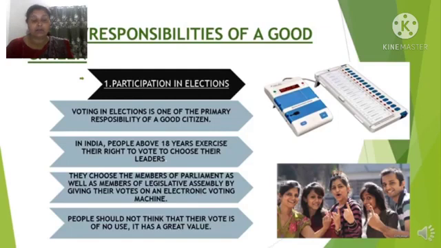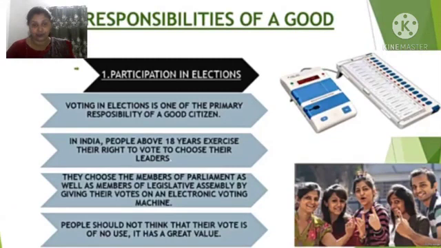They choose the members of the legislature. Okay, they can choose the Members of Parliament, MPs, as well as the Members of Legislative Assembly, MLAs, by giving their votes on an electronic voting machine. You can see the picture of the EVM is given very clearly. Then, some people think that their vote is of no use, but a vote has great value. And if a person doesn't vote, you know what happens? He is not a responsible good citizen, and he can't choose the leaders of his own choice, because he has not given his vote.